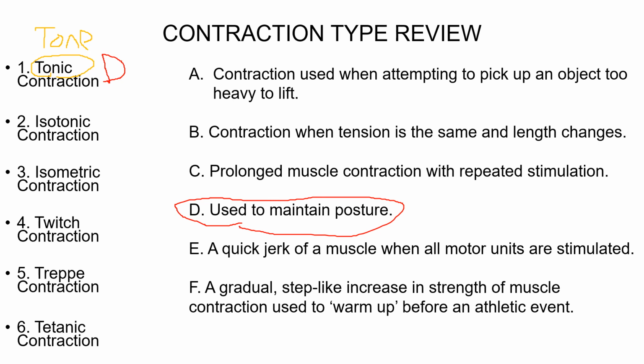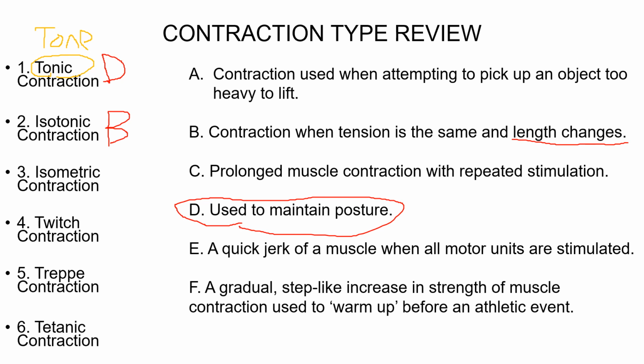Remember, isotonic is you're moving the joint. You're actually changing the length of the muscle. So A and B look pretty promising. A is something that's too heavy. B is the length is changing. The length of the muscle is changing. So B looks good.